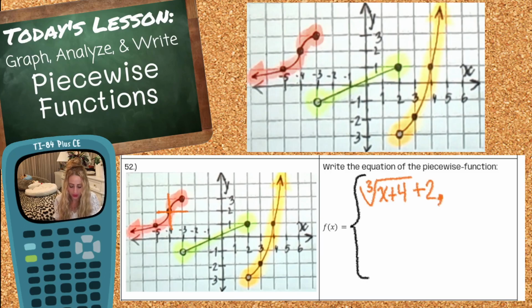Now, when do I want this graph? From left to right: from negative infinity until negative 3, and that's colored in, so we use a bracket. And that's it. So far, so good.